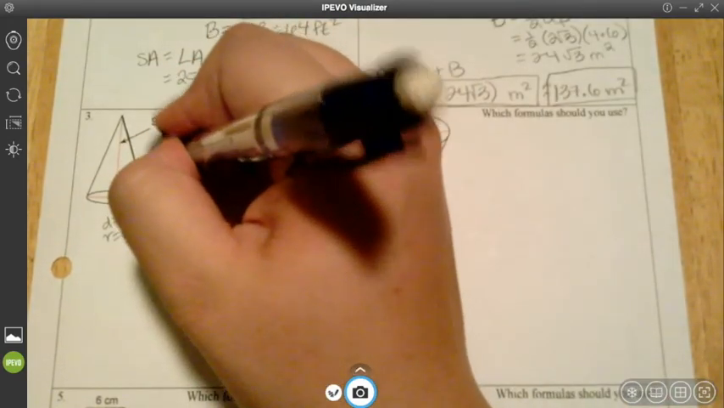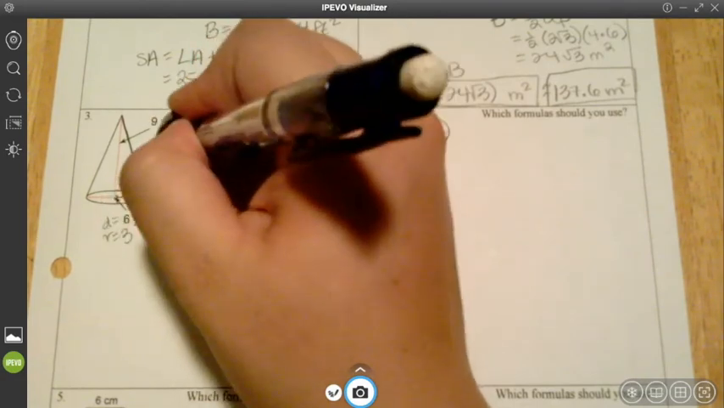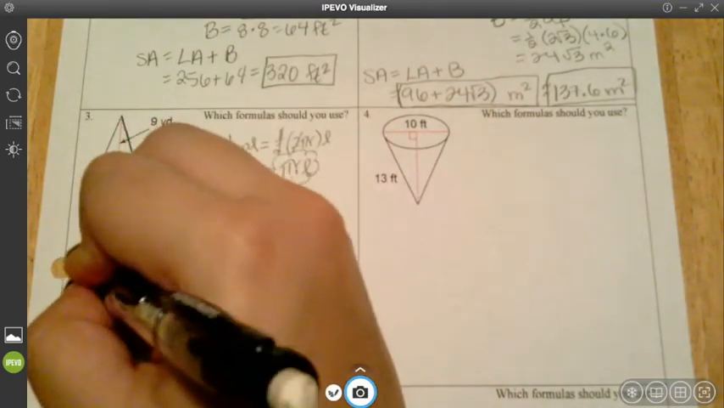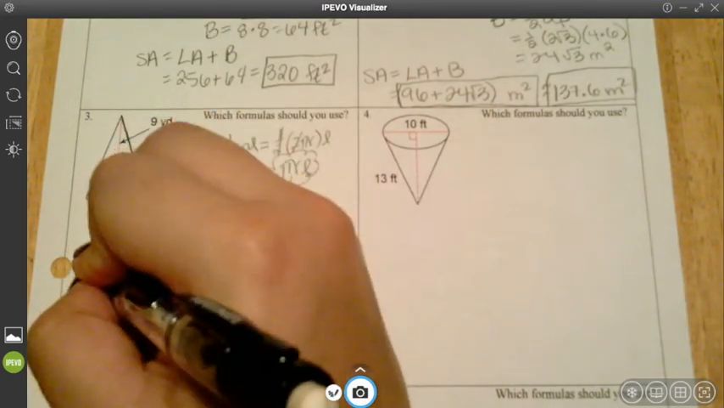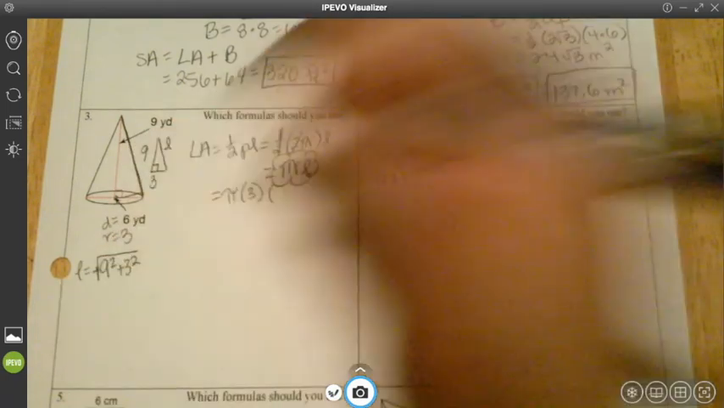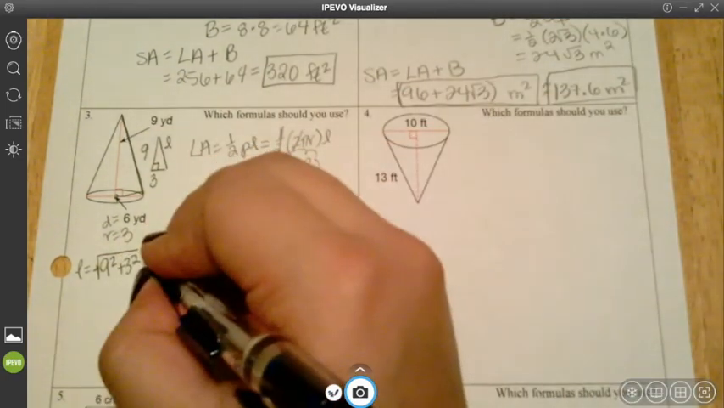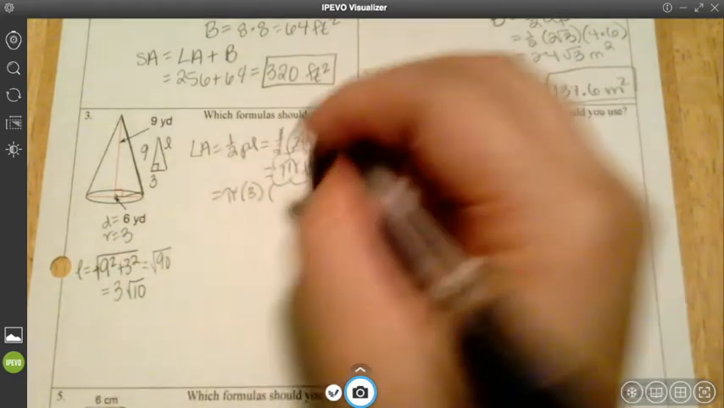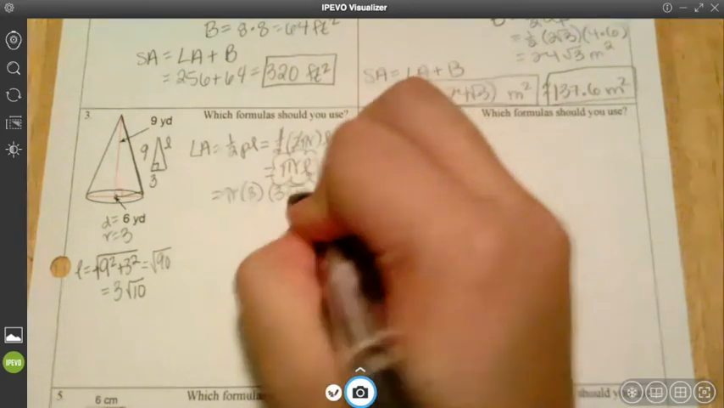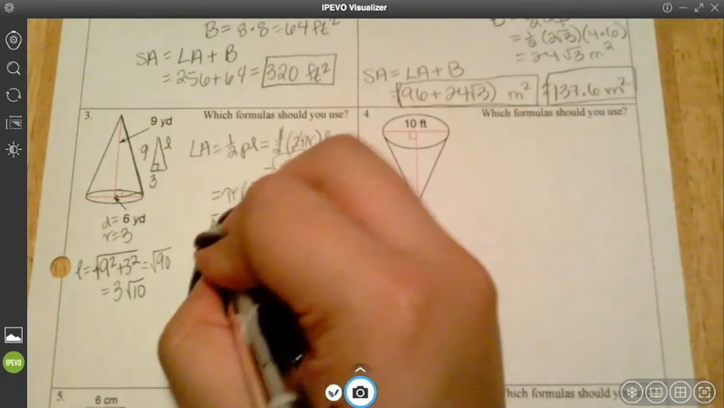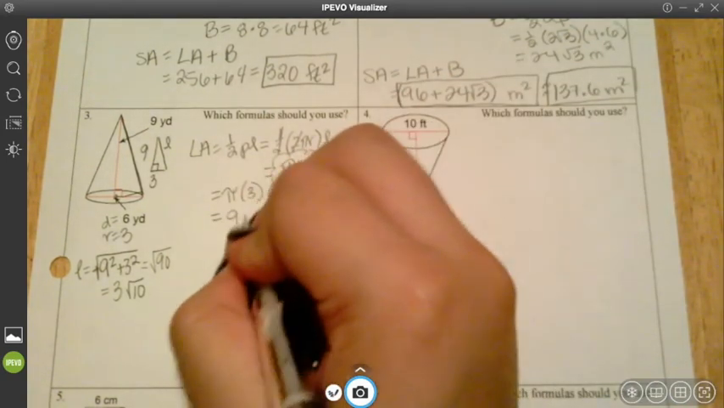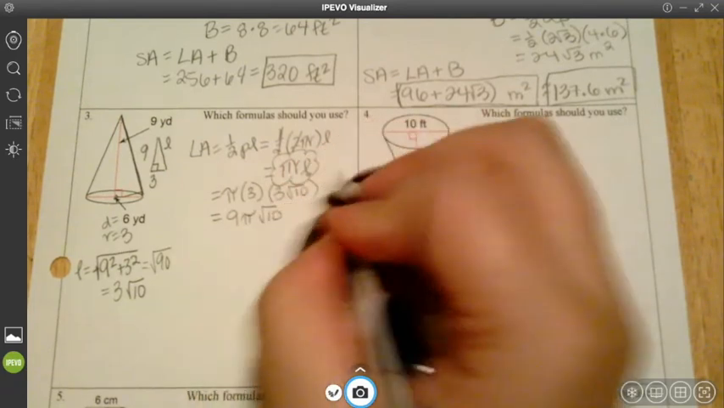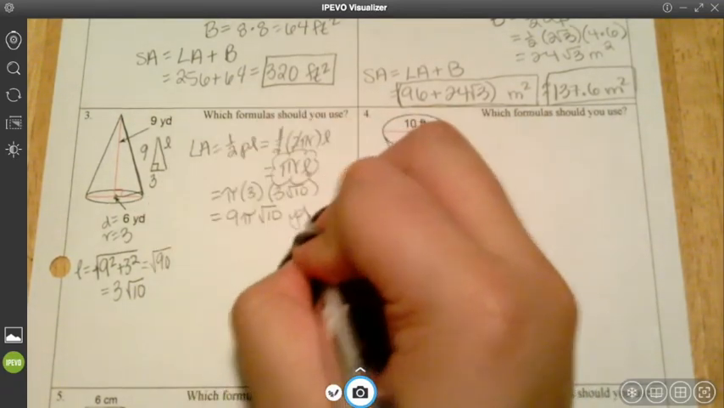So here we have a triangle, 9, 3, and L is my hypotenuse. And so L equals the square root of 9 squared plus 3 squared. If we put that into the calculator, we get the square root of 90, which is 3 times the square root of 10. And so we get 3 times 3 is 9 pi times the square root of 10. And our units are square yards.